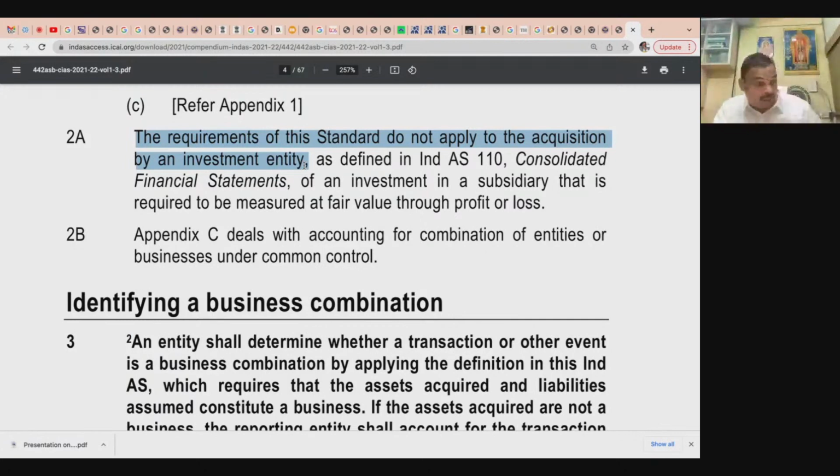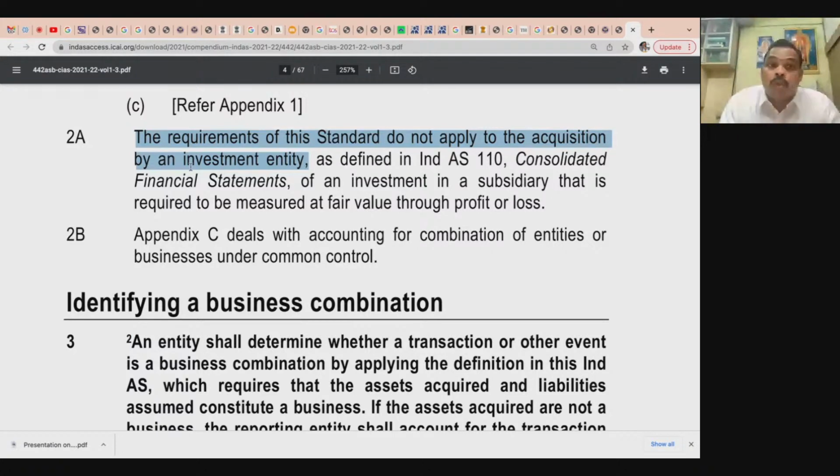So direct flights to Calcutta are not many. So the requirements of the standard do not apply to the acquisition. Once 103 is over, next you have to go to 110, that next stop flight.